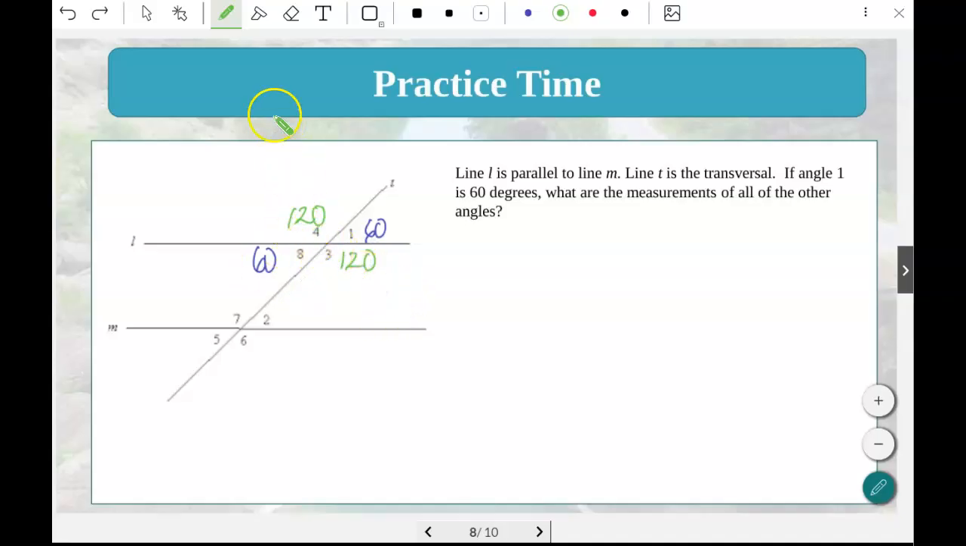Then you can look at the alternate interior angles. If you look at 3, remember they're going to be on opposite sides of T. So 3 and 7 are alternate interior. And then 8 and 2 are alternate interior. So this one's 60. Then you could just use vertical angles again. 5 would be 60, and then 6 would be 120.